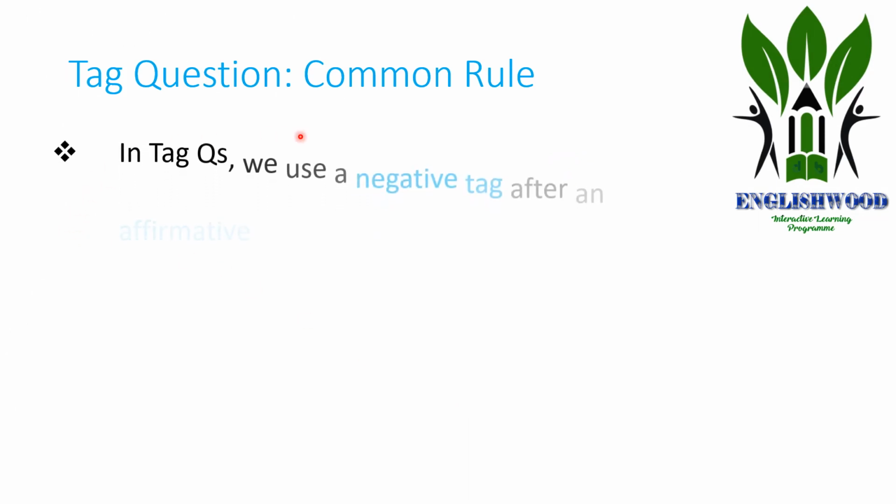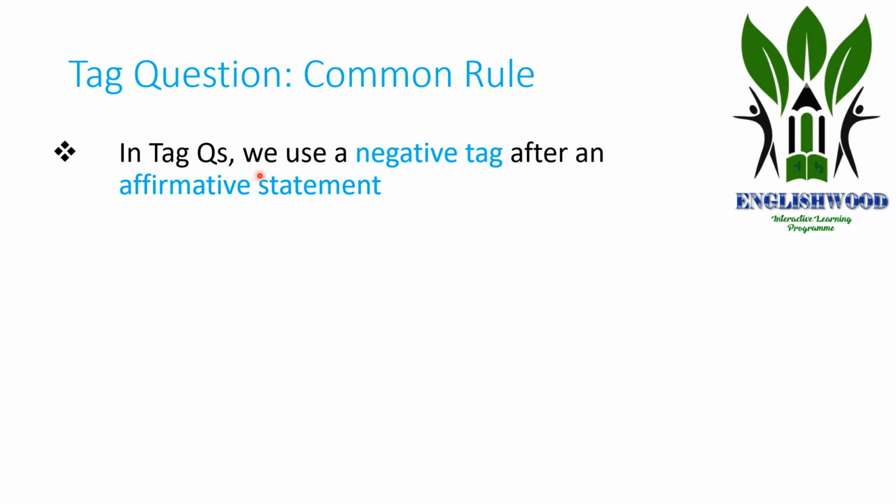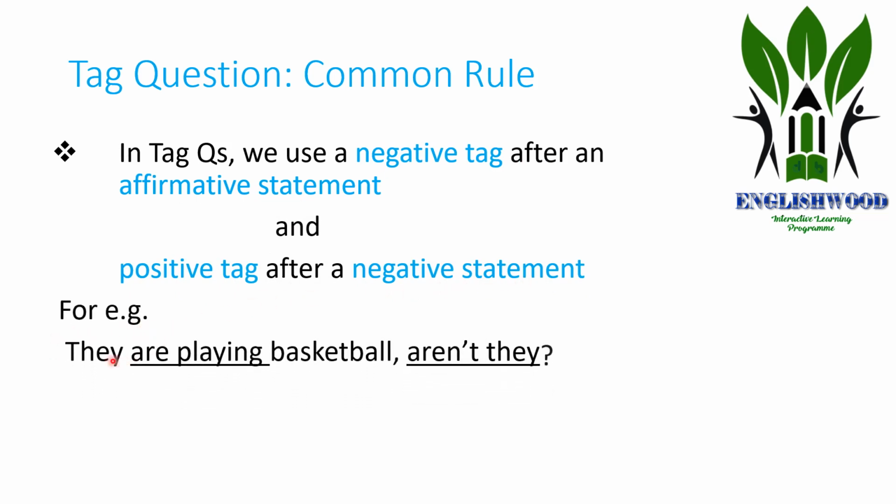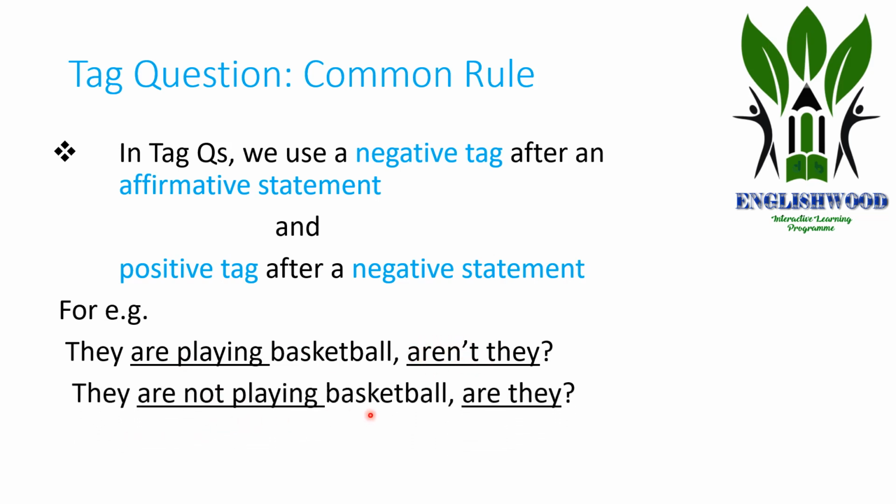Let's talk about some common rules. In a tag question, we use a negative tag after an affirmative statement. It's very general: negative tag for the affirmative statement. And we use a positive tag after a negative statement. For example, they are playing basketball. This is the positive, affirmative statement, and the tag is negative: aren't they? They are not playing basketball, are they? So for the negative, we use positive.